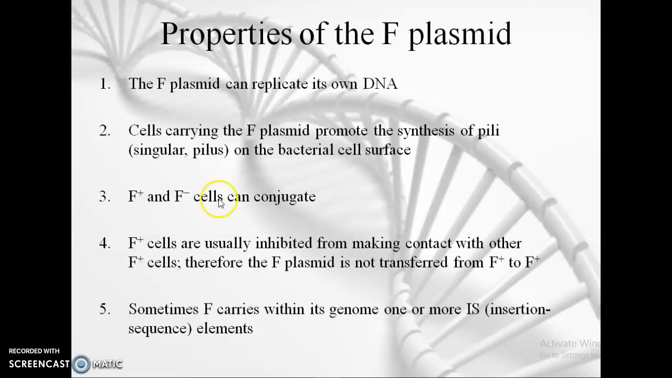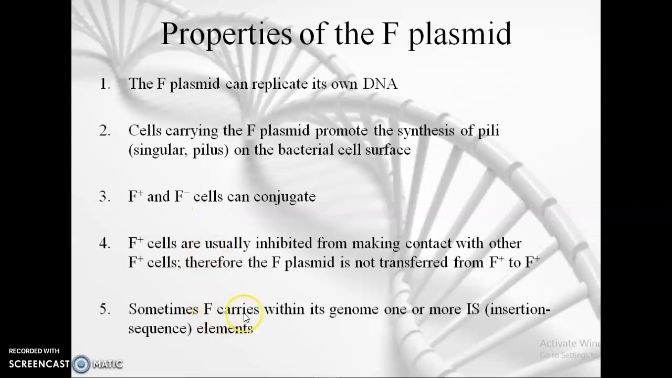Then, the conjugation can take place between F plus and F minus cells. F plus cells are inhibited from making contact with other F plus cells. So the F plasmid cannot be transferred from one F plus cell to another F plus cell. That transfer can only take place between an F plus cell and an F minus cell.